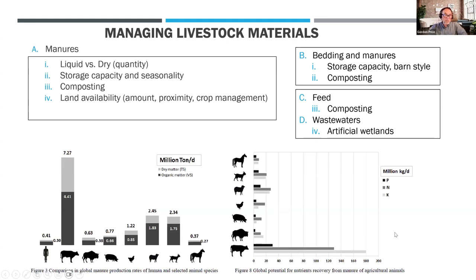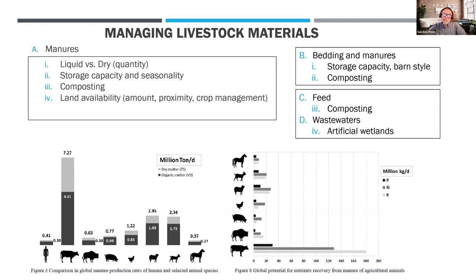Just for illustration's sake, I found some graphics that identify global manure production rates relative to human manure production rates around different species. We can see the organic matter in the dark color on the column, versus the dry matter in the light color in the column. Cattle across dairy and beef far outnumber the amount of millions of tons per day that are generated, versus poultry somewhere around 0.85 to 1.22 million tons per day. And if we start to convert those global values into nutrient recovery, we can see the potential values for N, P, and K in millions of kilos per day.